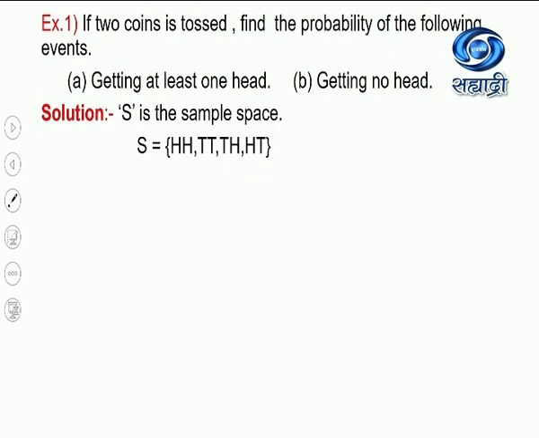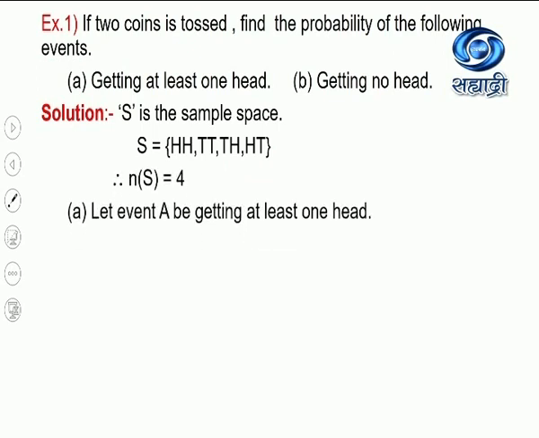So two coins are tossed. Therefore, N of S is equal to 4. Now first condition, let event A be getting at least one head. At least one head means what? Minimum one head. So now let us write A, that is HH, TH, HT. How many sample points are here? There are 3 sample points. Therefore, N of A is equal to 3.